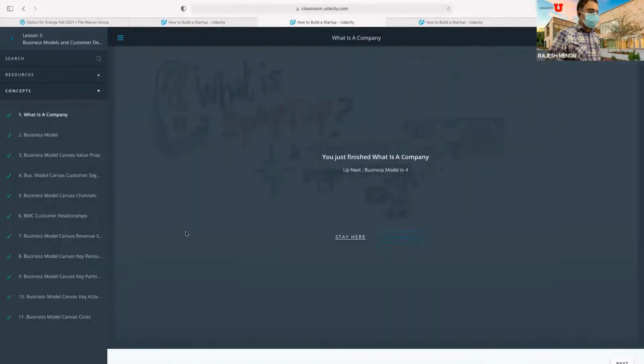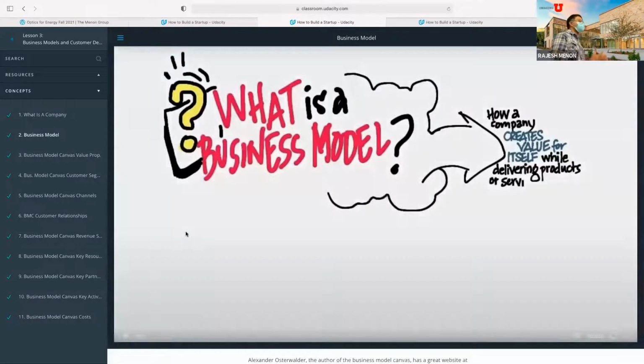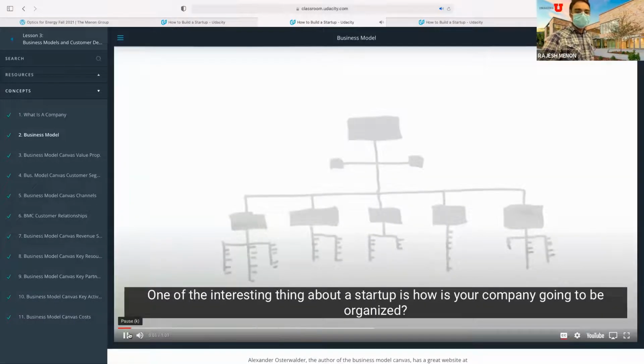Okay, so that gives a pretty good introduction to what we are trying to do. So one of the interesting things about now he's going to go over the business model overview, and then we'll dive into each of those sections. I'm going to play this one also.